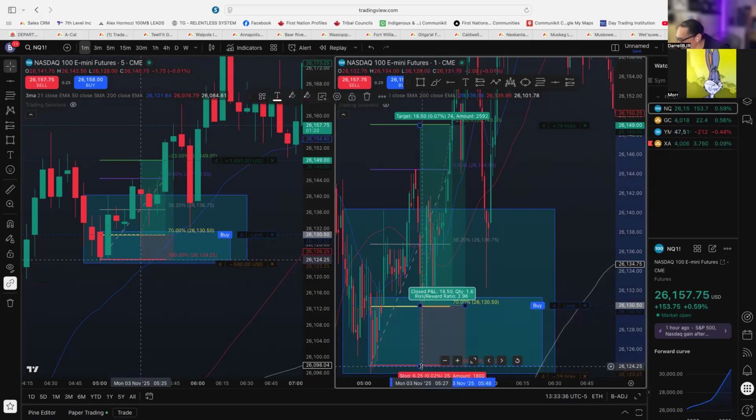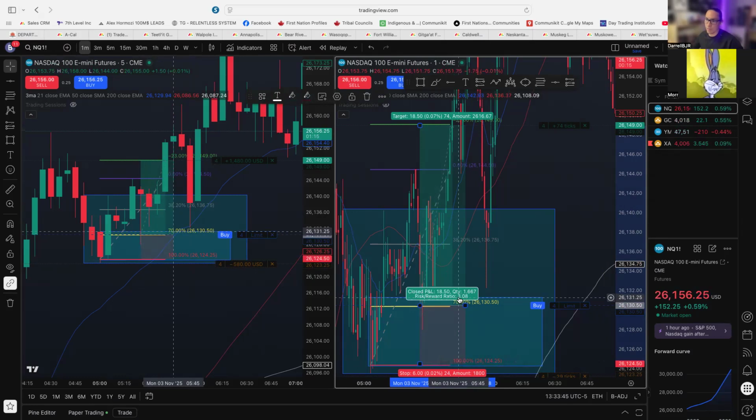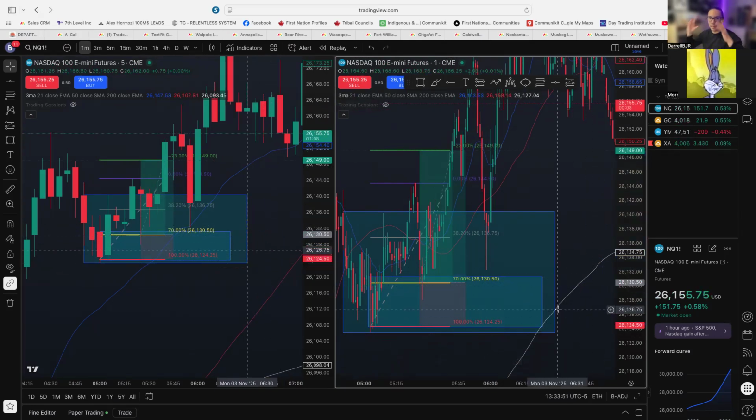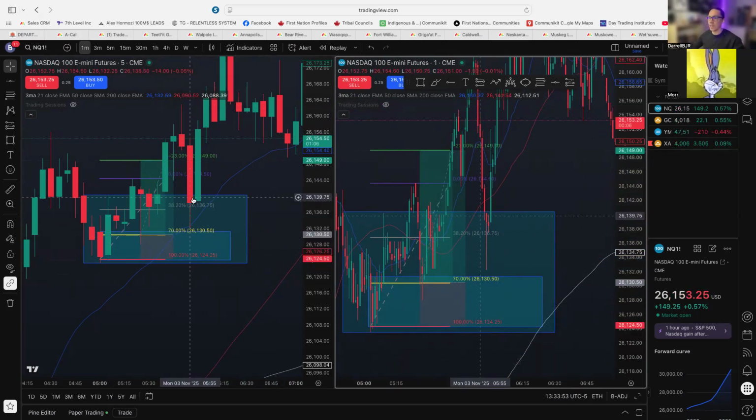Let me get rid of that. Okay, so my stop loss was below the red line. Now my stop loss is above the red line. Now it says 1 to 3.08. So pretty much the fib settings are set up so it's always a 1 to 3. And then that's pretty much it.